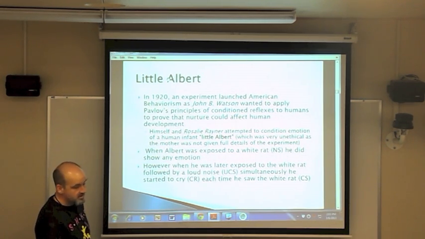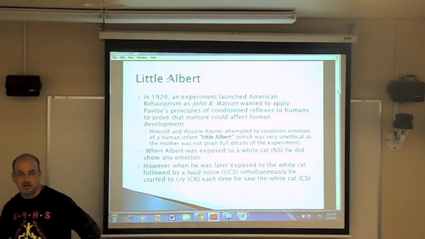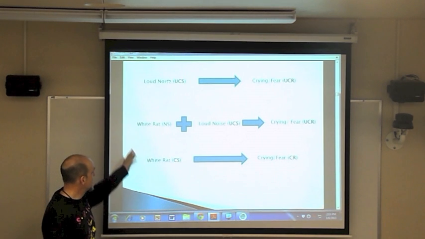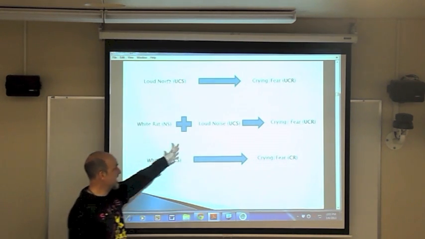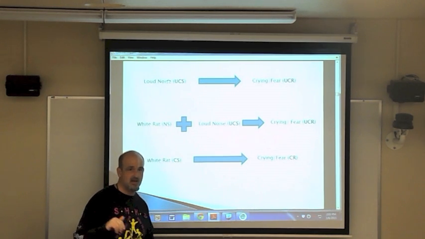Now, most of you are probably putting this together, how they were able to make little Albert afraid of this white rat. All they simply did was, every time little Albert saw the white rat, they banged trash cans over his head, made a loud noise.